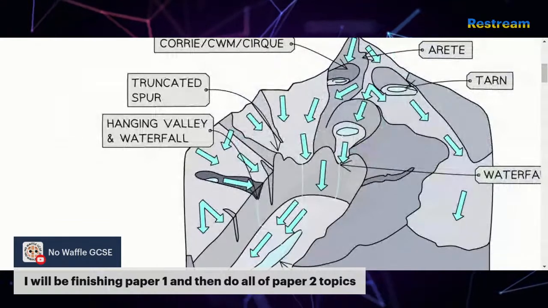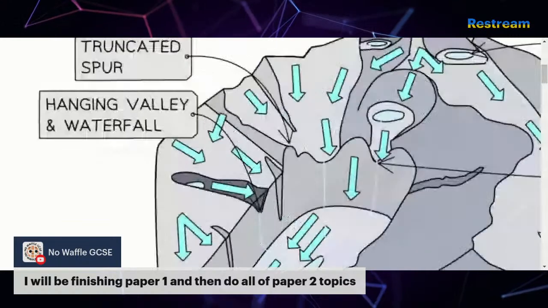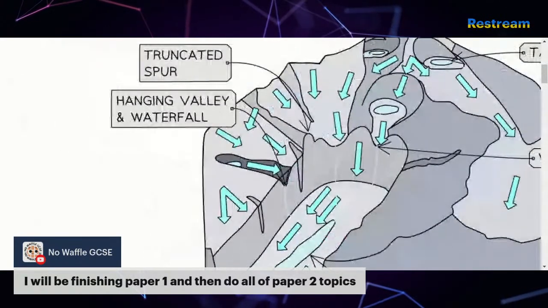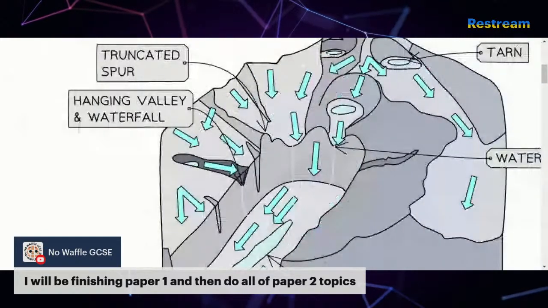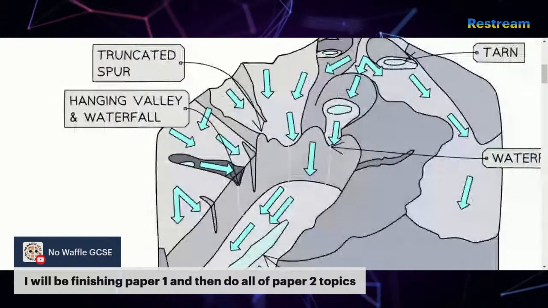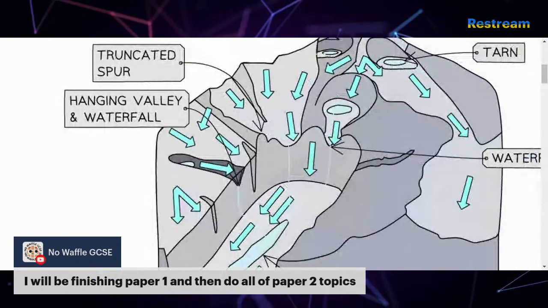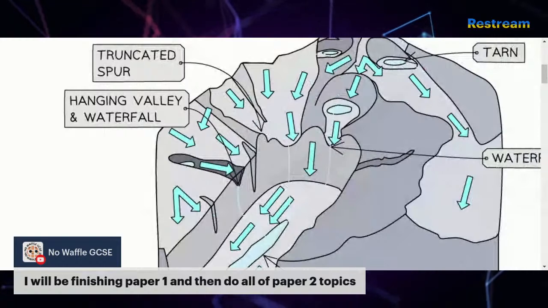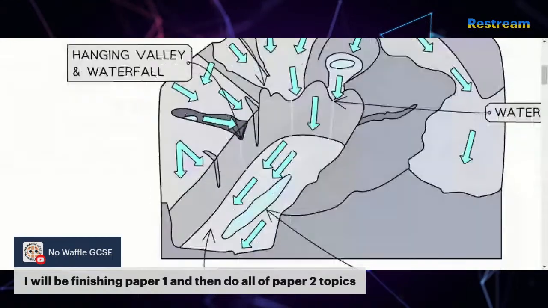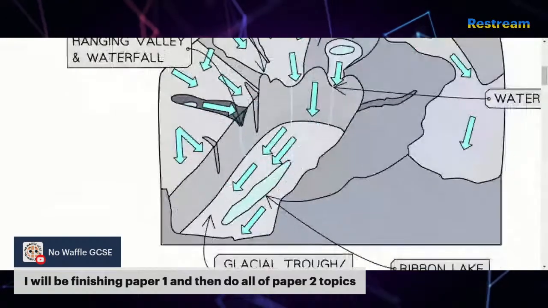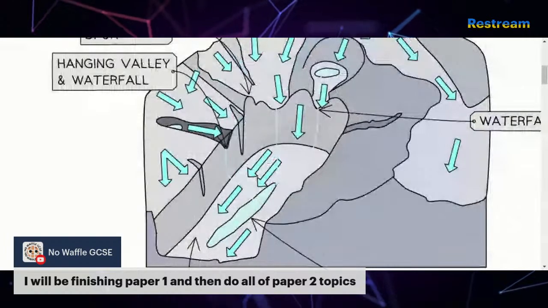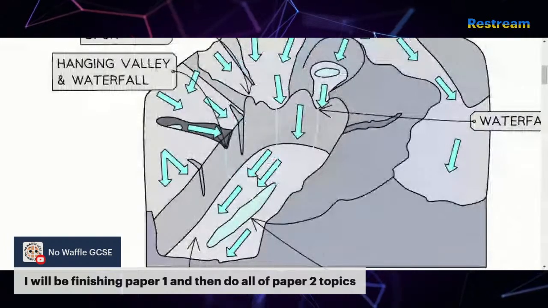And then with truncated spurs, we often see hanging valleys. So you can see a hanging valley in this dark bit here. Hanging valleys are valleys formed by small tributary glaciers. Now, a tributary glacier is a very small glacier. And what happens is the main glacier, you can see the main glacier is massive and has eroded this massive bit here. This is just a small glacier. So you can see the small glacier has flowed towards the giant glacier.